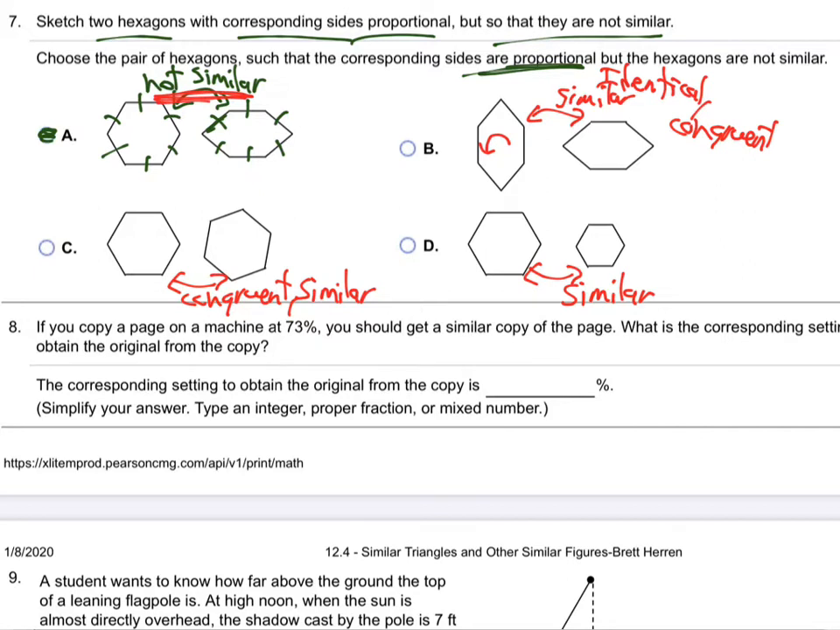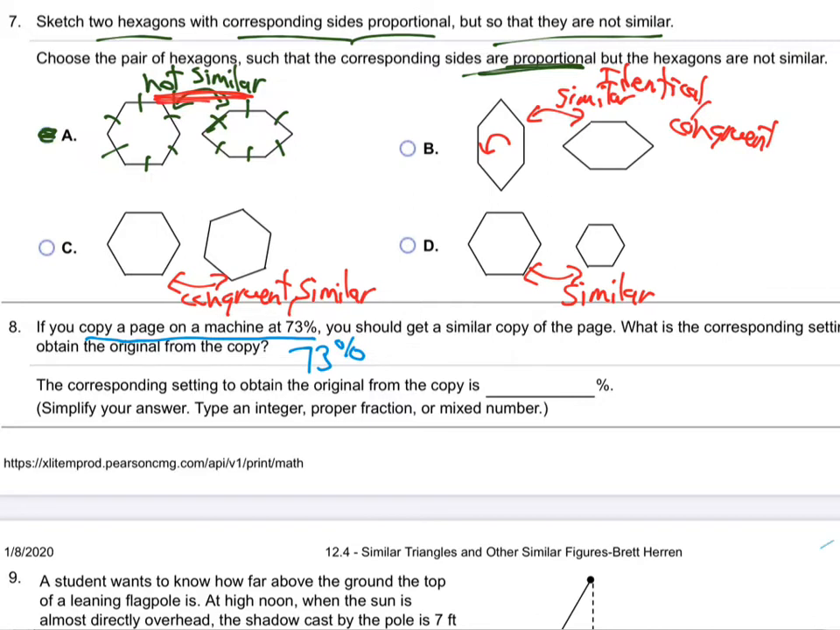Okay. Now number 8 here. Well, this one's pretty tricky. Let me try to help out. It's especially tricky because they're making us do a bunch of fractions. So here's the idea. The first copy, you copy a page on a machine at 73%. So you make the thing 73% of its original, right? You shrunk it down a little bit. It's 73% as big as its original.